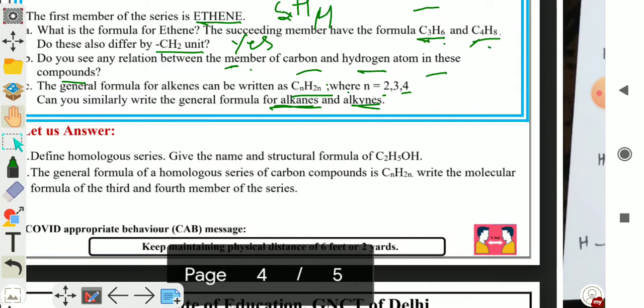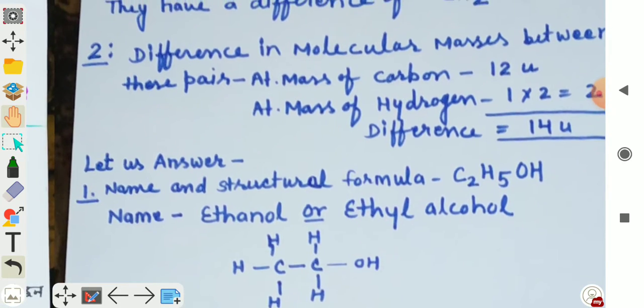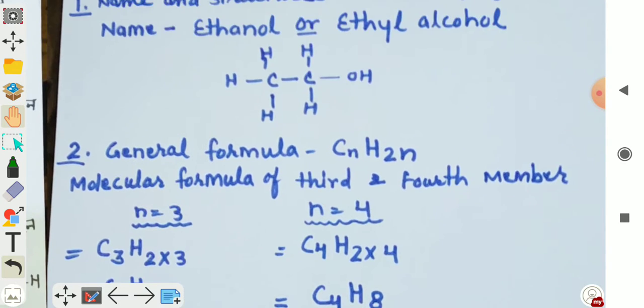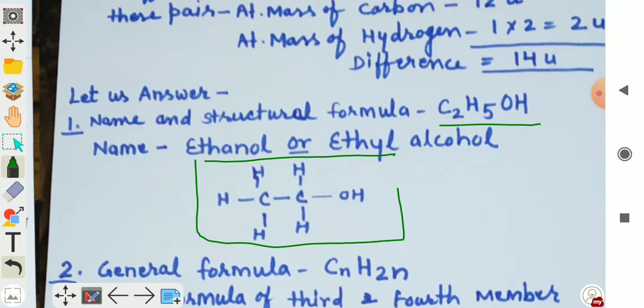And you have to write the structural formula for C2H5OH. So structural formula for C2H5OH is this one, and the structural formula is given to you. Name is ethanol, or you can say common name is ethyl alcohol. C2H5OH, functional group is OH, alcohol. Name is ethanol or ethyl alcohol, and structure is given to you, the structural formula for ethyl alcohol C2H5OH.